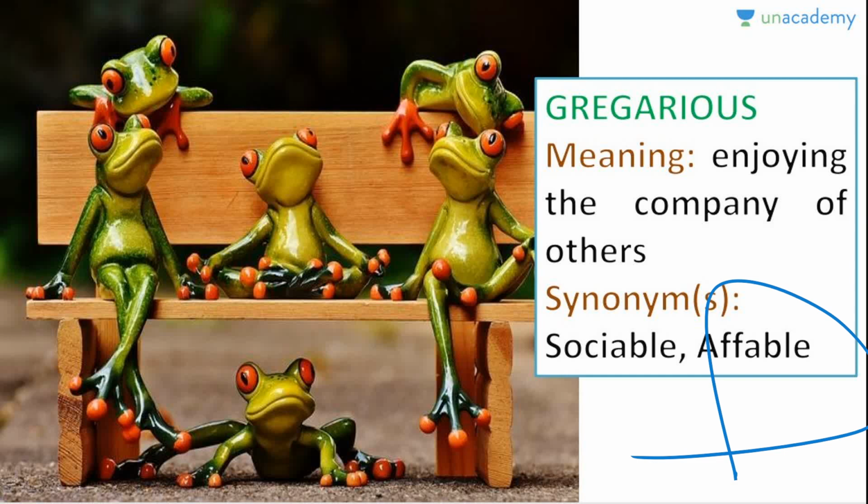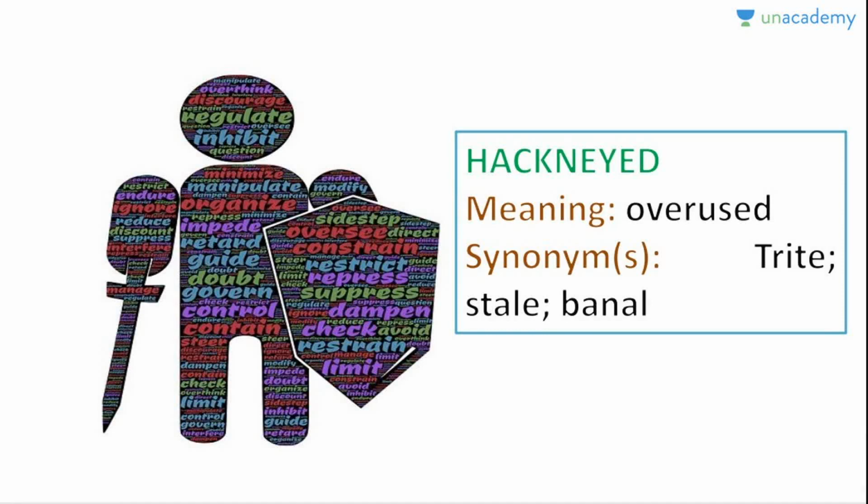So if you know somebody who is outgoing, who's sociable, or who's fond of the company of other people, you might want to call him or her gregarious. I will use this in a sentence for you. Gregarious people are likely to hang out with friends every weekend, whereas reserved people like to keep to themselves. So gregarious is outgoing.